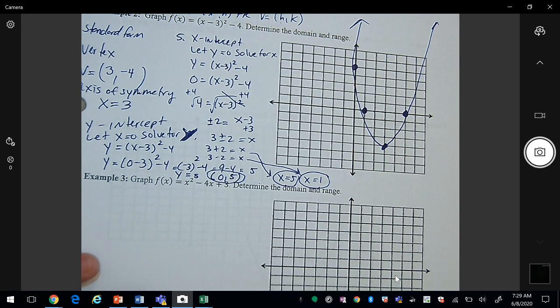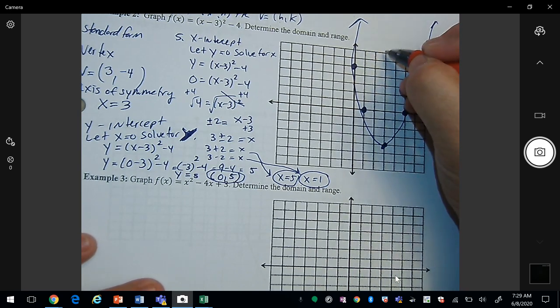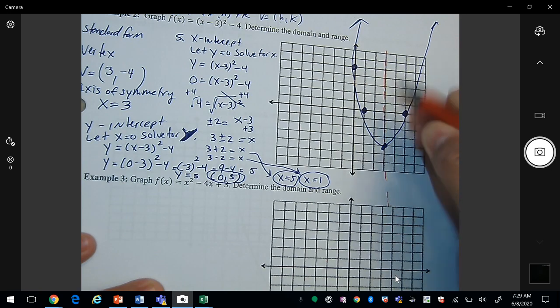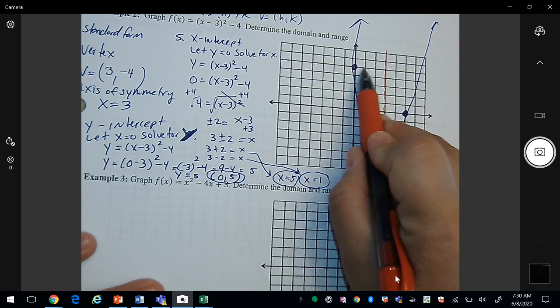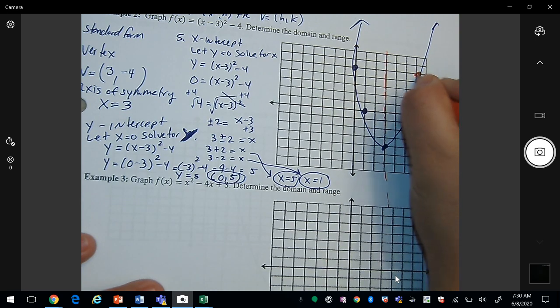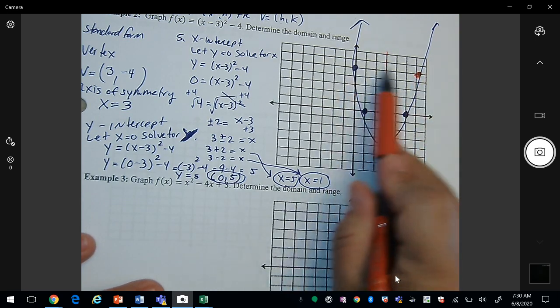The axis of symmetry, again, is this line that cuts the parabola in half. So here we have 1, 2, 3 spaces this way. So 1, 2, 3 would be where your other point is. So they are symmetrical.